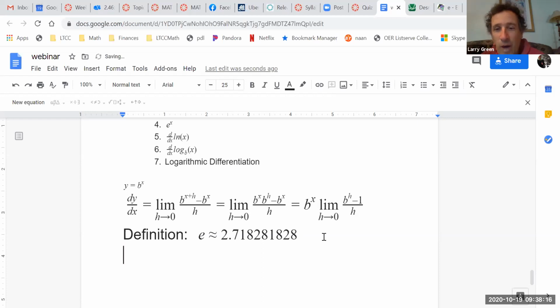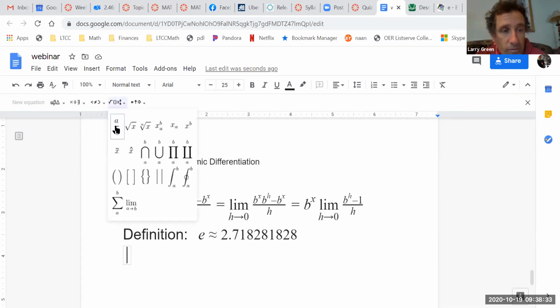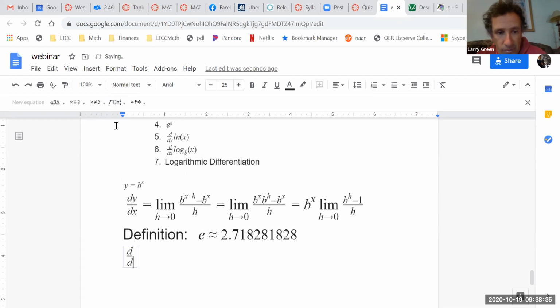Well, the wonderful thing about that, and I promised you this is going to be the prettiest derivative ever: what is the derivative of e to the x? And the hint is it's beautiful. What is it?